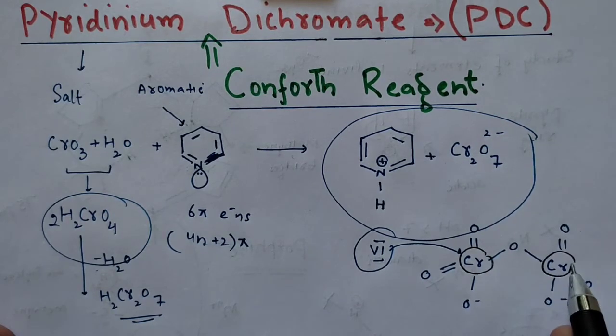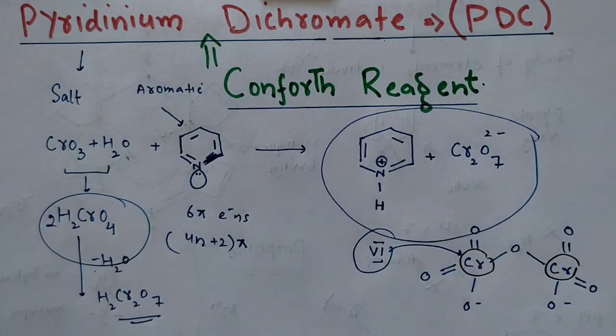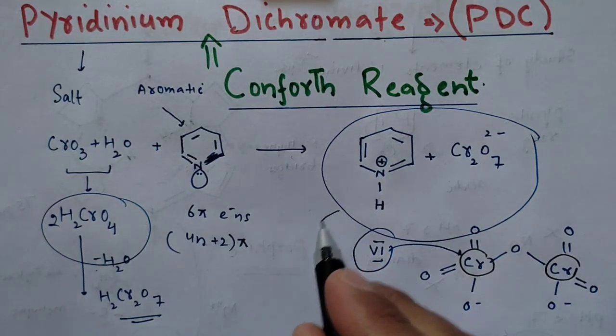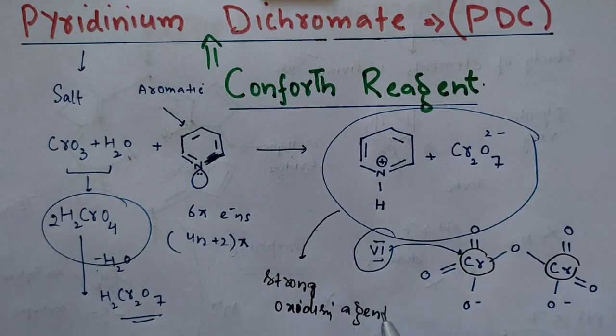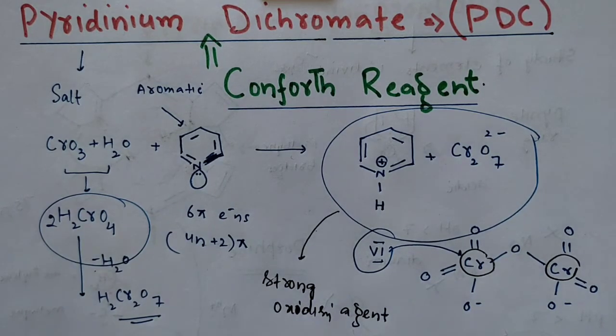Okay? And we know if the oxidation state of your metal ion is high, it's a strong oxidizing agent. So that's why pyridinium dichromate is a strong oxidizing agent. So you can write down, this is a strong oxidizing agent. So this was all about the basics of your Conforth reagent.